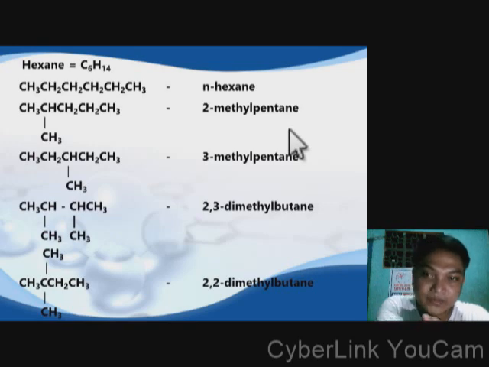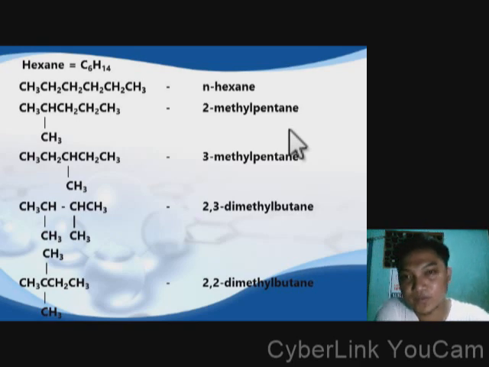Nagsabali lang ng position of your methyl group. So, 3-methylpentane from 2 to 3-methylpentane. So, tignan natin. You evaluate. Okay? As you can see, meron din siyang 6 carbons, of course. Then, as you count the number of hydrogens also, meron siyang 14.